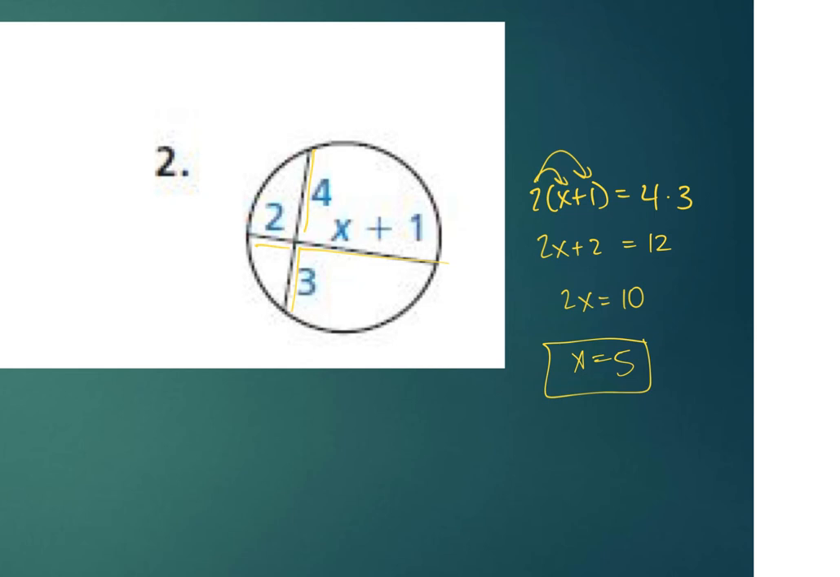So are the chords the same length? Are the chords the same length? No, they're just proportional, okay? The chords are not the same length, but their sections become proportional. Because if we plugged in 5, do you agree that this side would be 6 in total? 6 plus 2 is 8, right? So that one's 8. What's the other one's length?